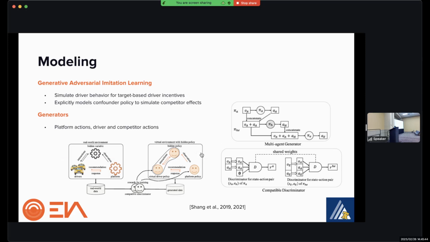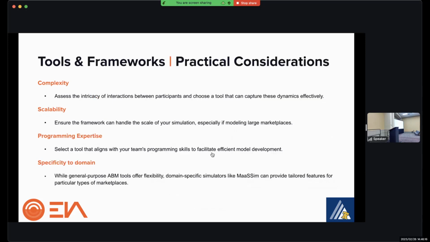And the multi-agent generator models the interactions between drivers, competitors, as well as platforms. And at the same time, the compatible discriminator ensures that these learned behaviors align well with the real-world data. And this approach allows one to create realistic simulations while utilizing historical data to optimize platform driver incentive strategies in such dynamic marketplace environments.